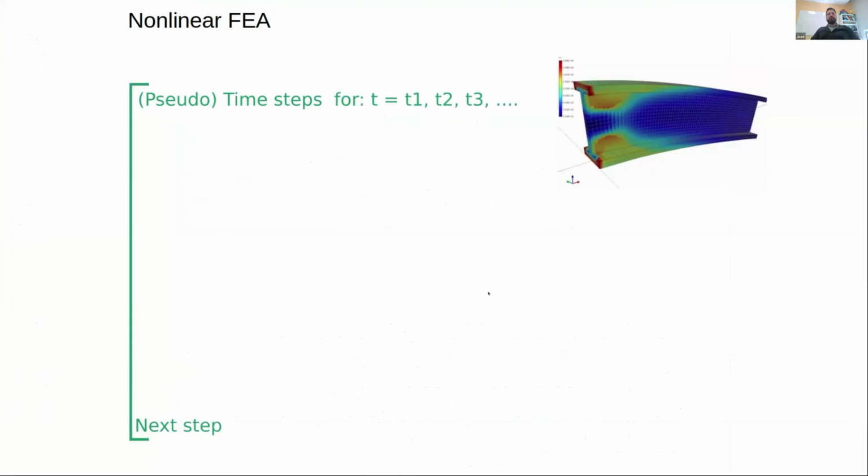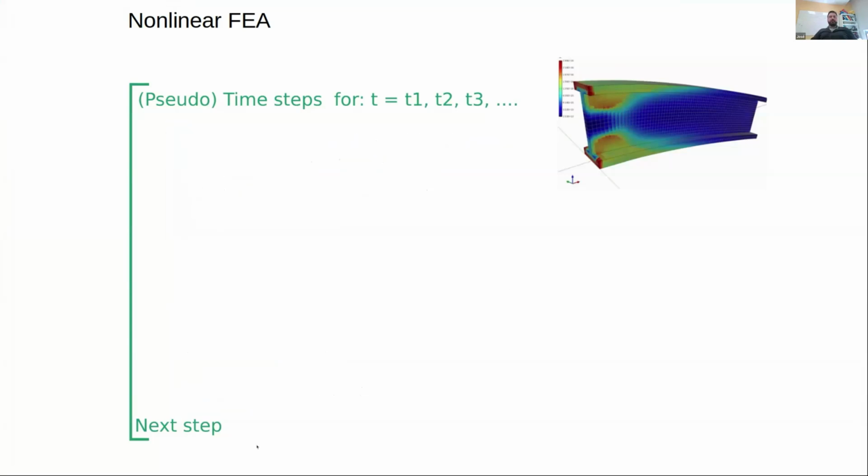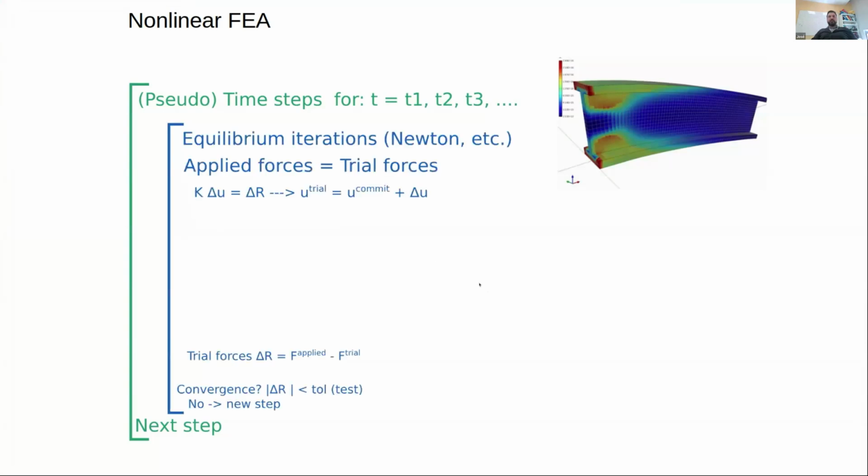Okay, so we were here. We were explaining where we are in terms of constitutive models. So there's this outer loop that is the time steps, and then we have this loop where we're trying to reach the equilibrium conditions.